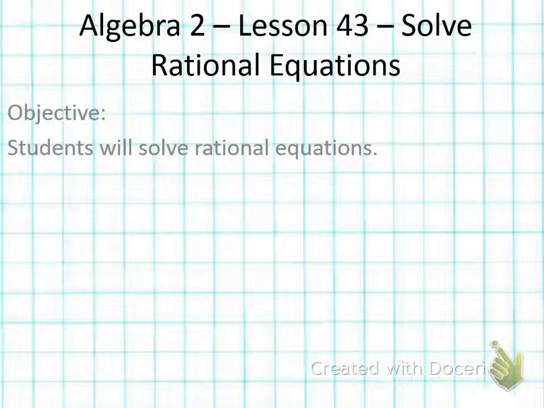Alright, so this is lesson 43, solving rational equations. The goal for today, students will solve rational equations. Whenever you see the word rational in math, it means that it's a number that you could write as a fraction. So as long as you can write a number as a fraction, it's rational.